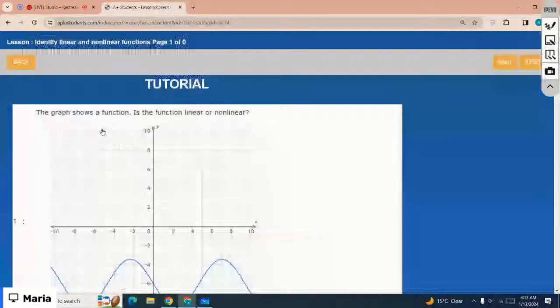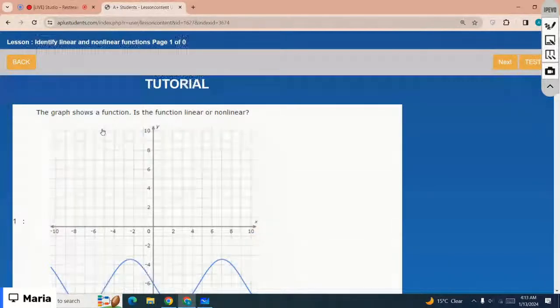So, how do we identify the non-linear and linear functions? That is very easy. Just keep their names in mind. Linear function. Relate the linear with the line. That means if the function has a straight line, that would be a linear function, right? And if the function doesn't have any straight line, that means the function is a non-linear function.